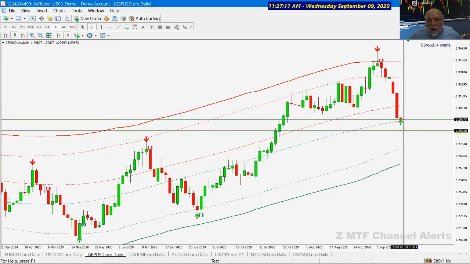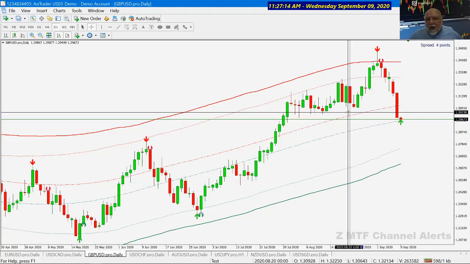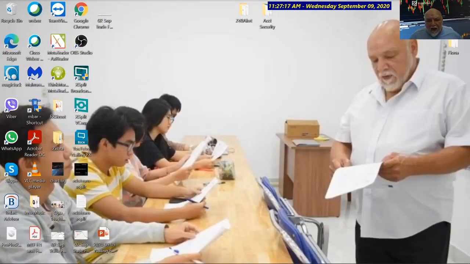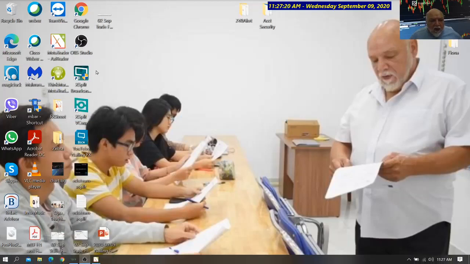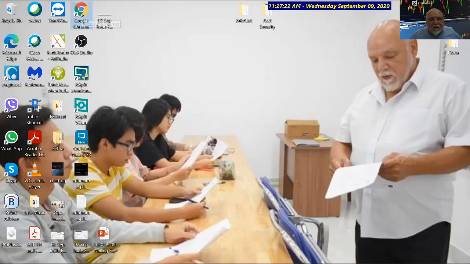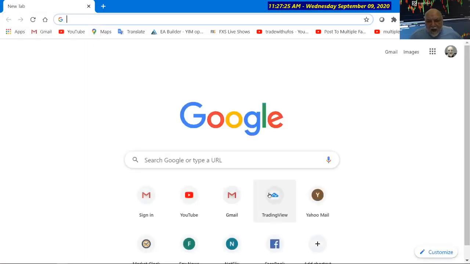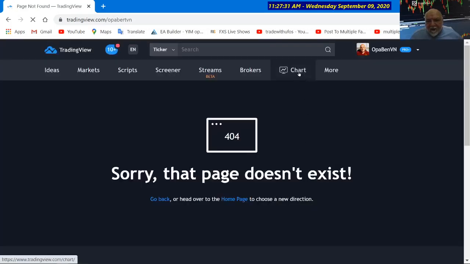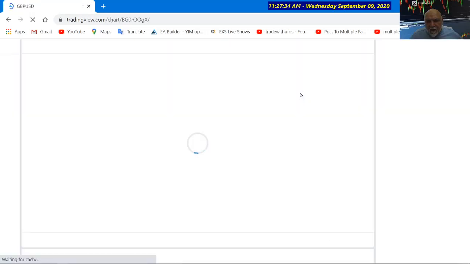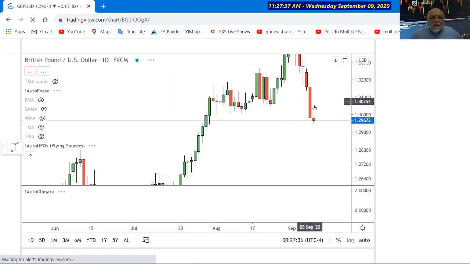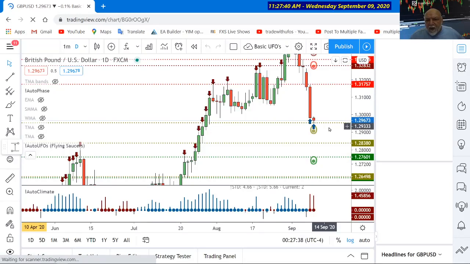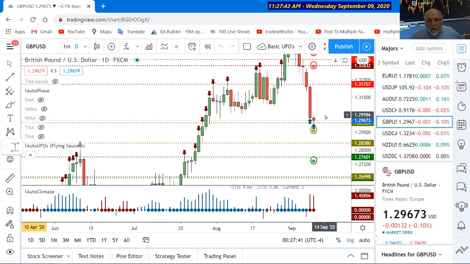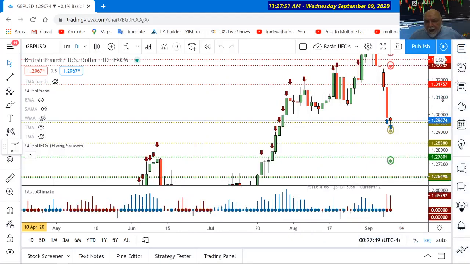So we're looking at this. So what I did also is take a look at how this correlates with, and we got to go to Google here. And we'll go to Trading View. Go to Chart. All right, so here we are. This is the pound US. Nice setup here. Let me go ahead and bring it up here.